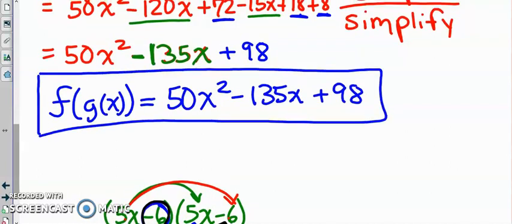We get that answer. So that's f of g of x. So now in the next video, we're going to do g of f of x. And I promise you, g of f of x this time is going to be so much quicker.